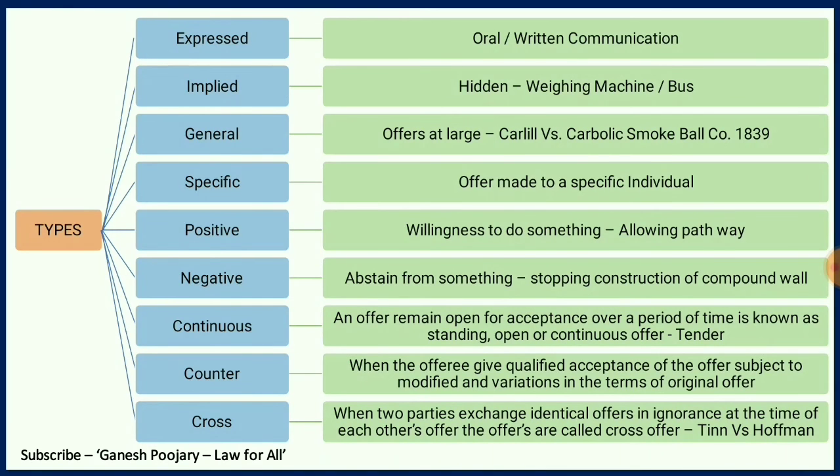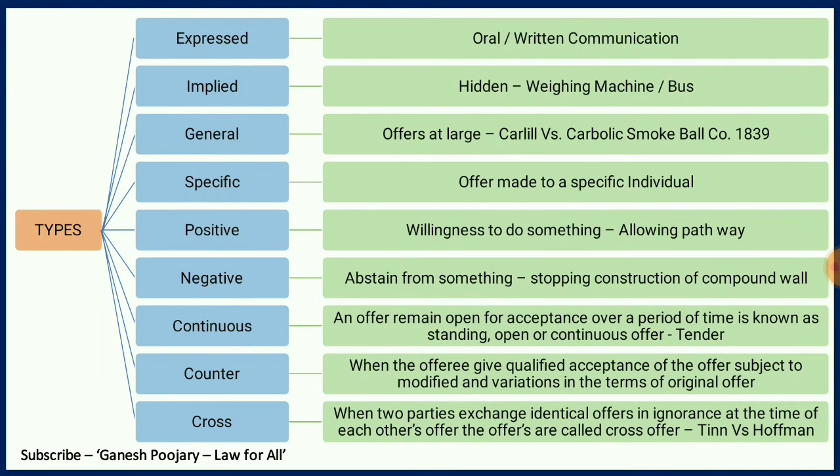As I said, I am going to discuss 9 types of offers. They are expressed offers, implied offers, general offers, specific offers, positive offers, negative offers, continuous offers, counter offers, and cross offers. Now, what is an expressed offer? An expressed offer is an offer where oral or written communication is available. For example, if Mr. A says he wants to sell his XYZ car for 5 lakh rupees, then that is an expressed offer. He is expressing it by way of an oral offer.